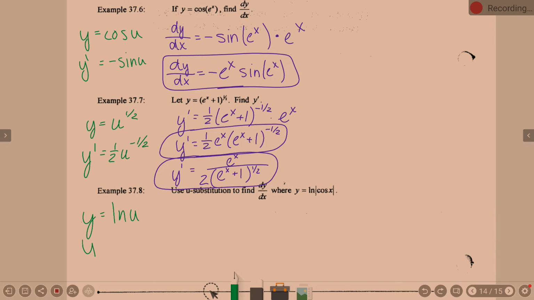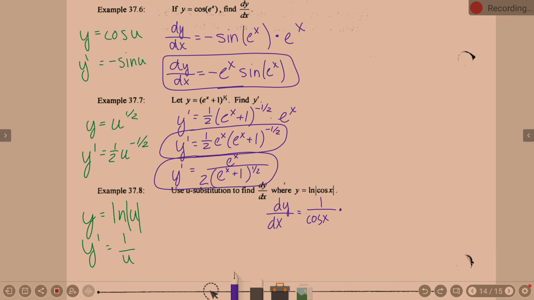So what's the derivative of natural log of something? 1 over the something. And I guess they had absolute value in this one, didn't they? Let's see, we're calling this dy/dx here, aren't we? The derivative of natural log of something is going to be 1 over the something. So 1 over cosine x, times. So would you keep the absolute value of that?